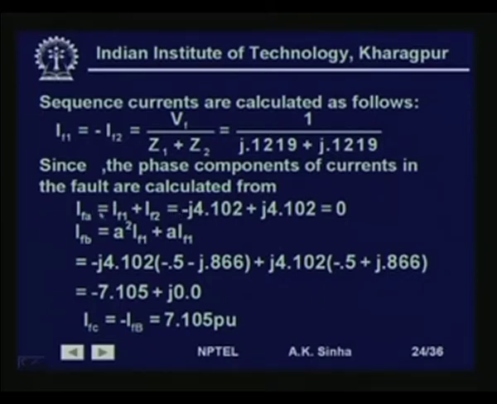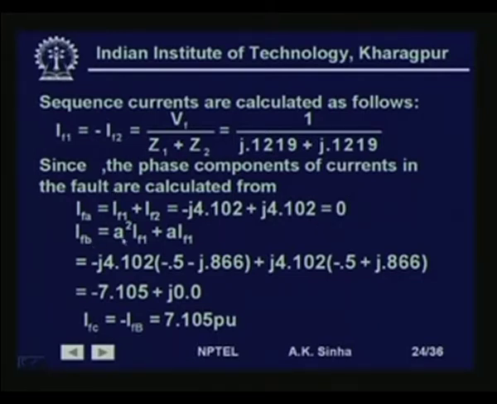If1 will come out to be equal to minus j 4.102, and if we see what is the current IFA, IFA is equal to If1 plus If2 plus If0. Since If0 is equal to 0, therefore, IFA, that is fault current in phase A, is equal to this plus this. If we see this, then this comes out to be 0, because this is the value that we will get for If1 and If2 is negative of that. So, this is equal to 0.